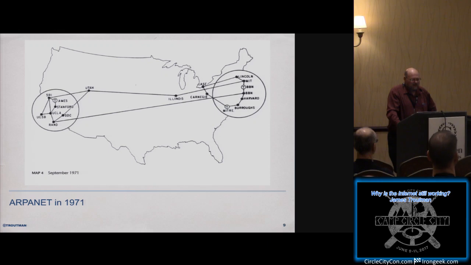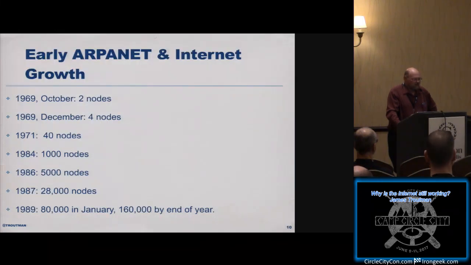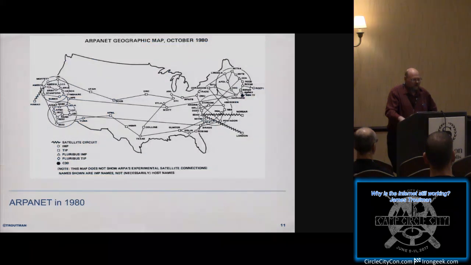Here's the ARPANET in 1971. It grew pretty rapidly. Here's a series of milestones. In particular, the late 80s growth really accelerated, essentially doubling in 1989 in size. Here's some more old photos of the ARPANET.